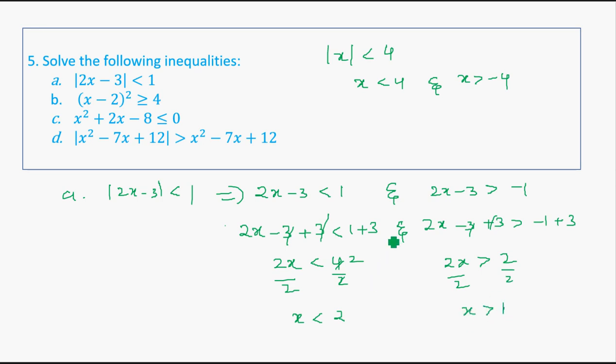So we got the solution. We got x is less than 2 and x is greater than 1. Can we write it in the short form? Yes, we can write it, because 1 is less than 2. So 1 is less than x and x is less than 2, right? So this is the solution of the first part. Now we will move on to the next one.